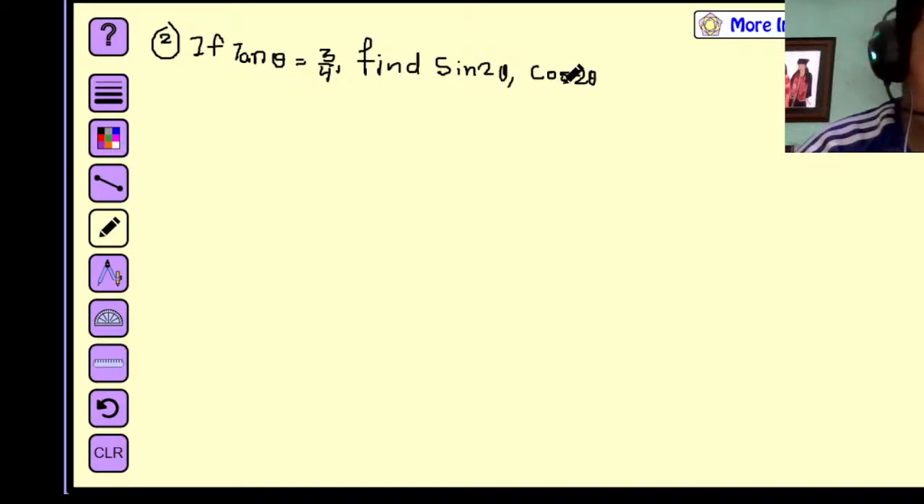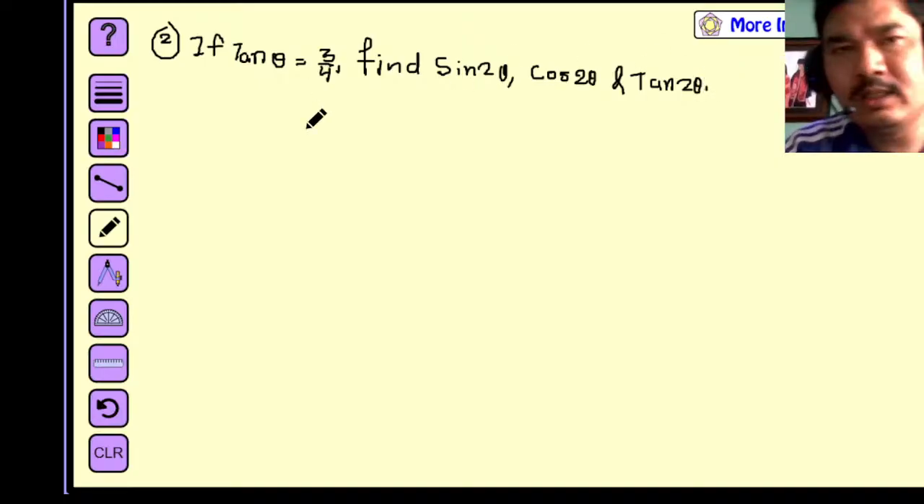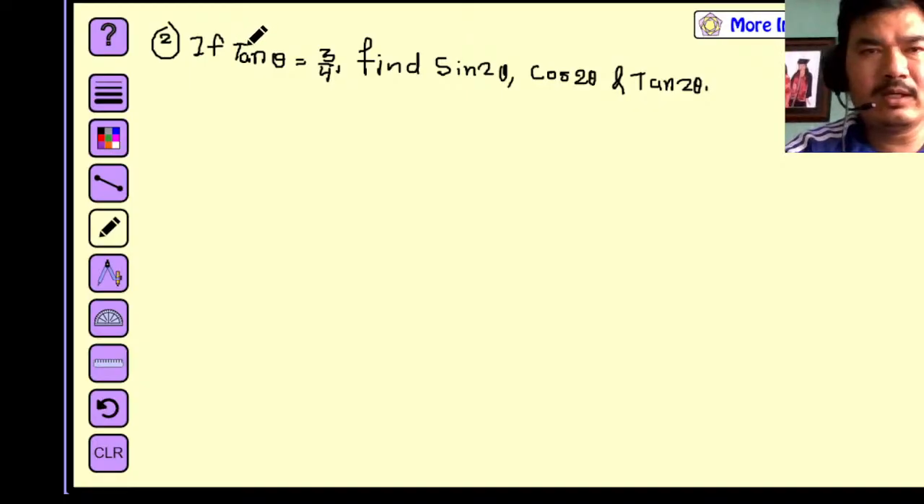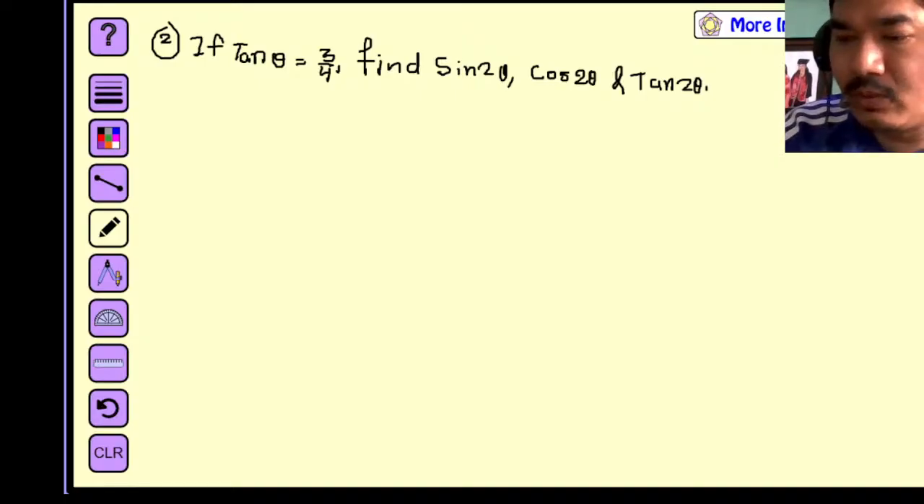right? And the last one asks to find the value of tan 2 theta, okay? It asks here tan 2 theta. Like this, tan theta value is given there, and it is asked to find the value of sine 2 theta, cos 2 theta, and tan 2 theta. And this type of question will be solved like this. Look here, children.